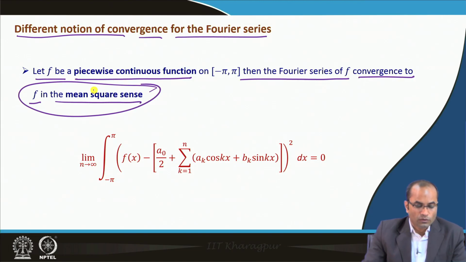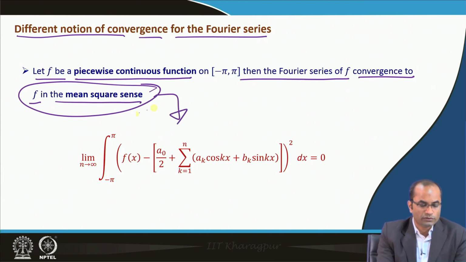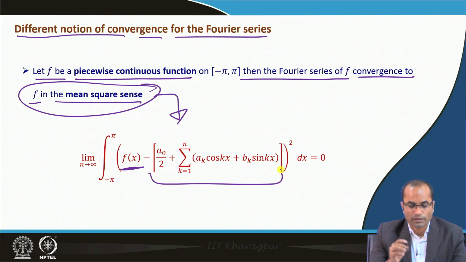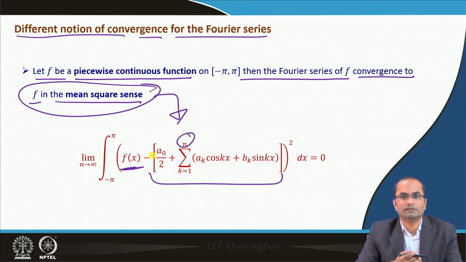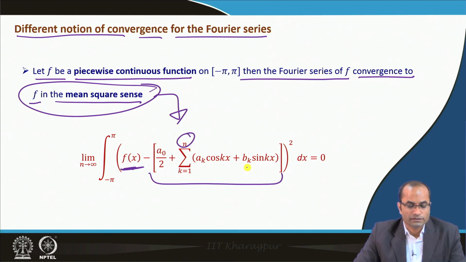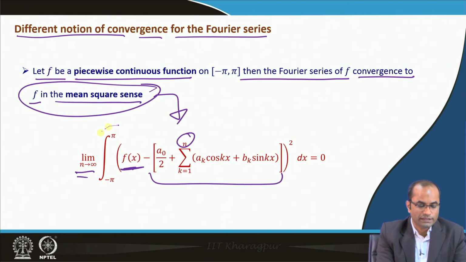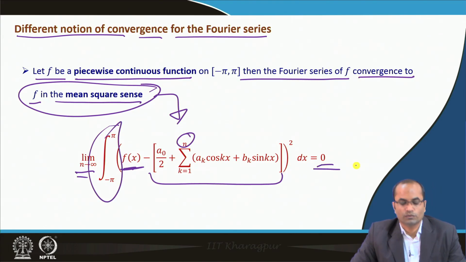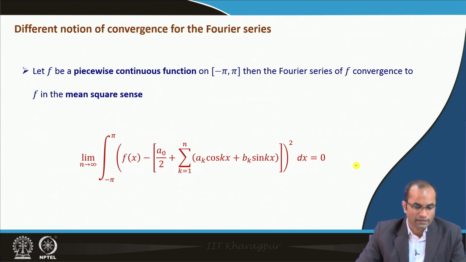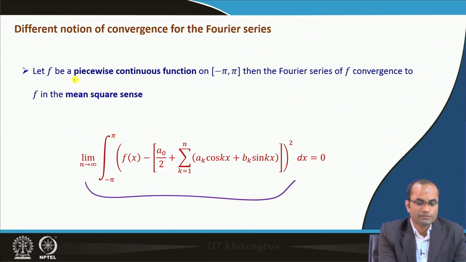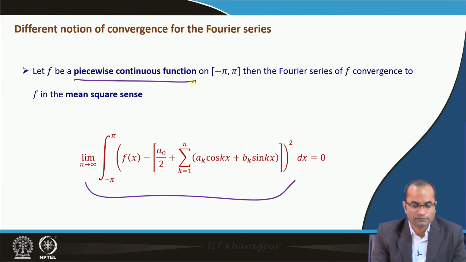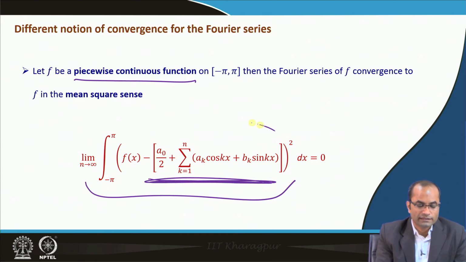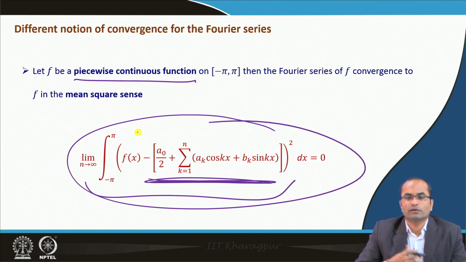Just to explore a bit more, what do we mean by the mean square sense? It means that f(x) minus this quantity here, the sequence of partial sums, as n goes to infinity, in this integral, must go to 0. This is the convergence in the mean square sense. So, this is always the case, we need only piecewise continuity, that is sufficient for writing the Fourier series, and in this sense we always have the result without imposing any extra condition on f.